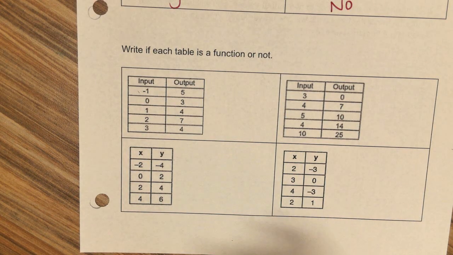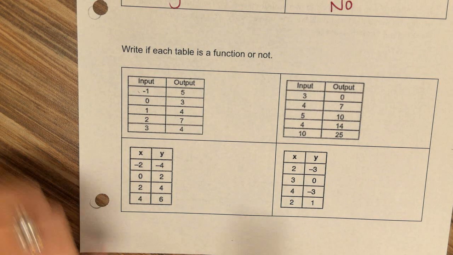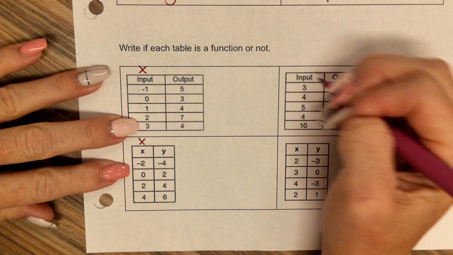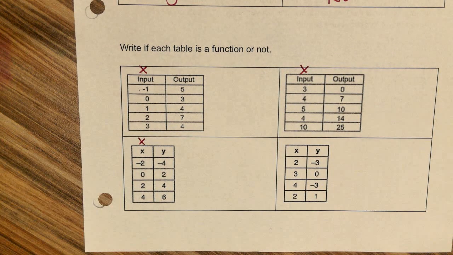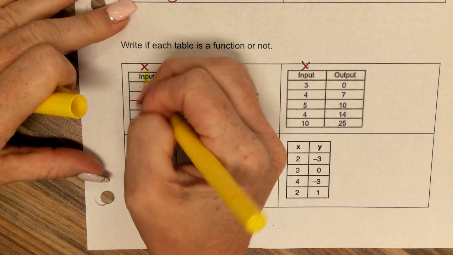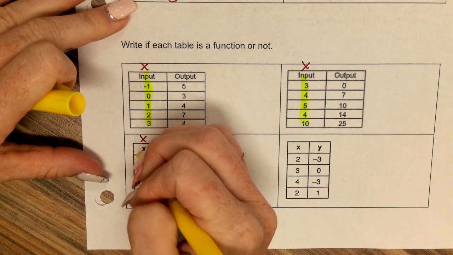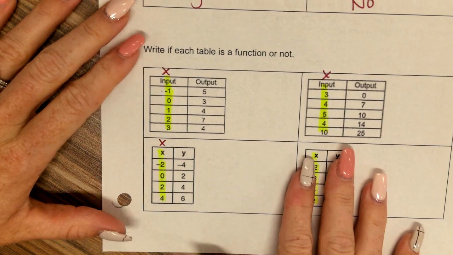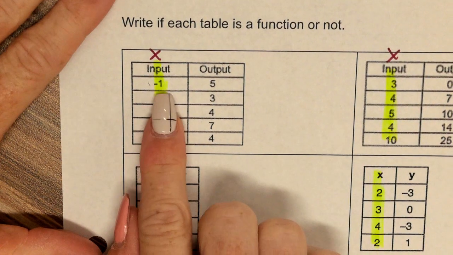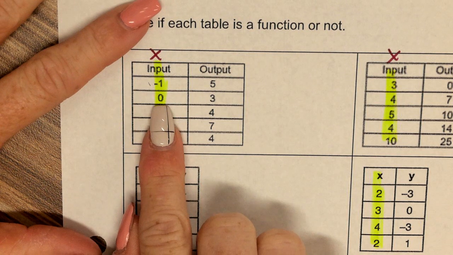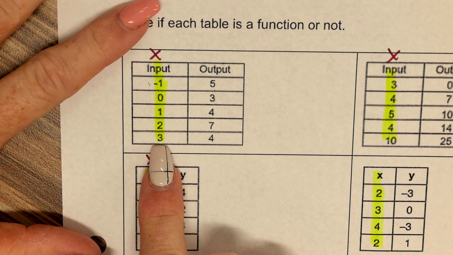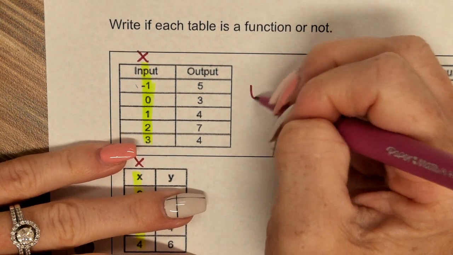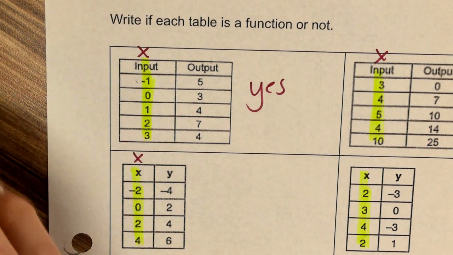What do we only look at? The x's. Which one of these is x's, input or output? The inputs are your x's. Okay, so highlight the x's. We do not care about the y's. Don't look at them. Okay, look over here. -1, 0, 1, 2, 3. Is this a function? Why? Because no x repeated.